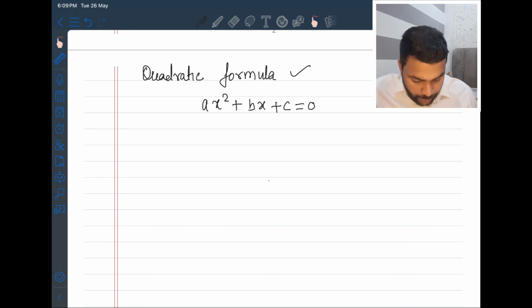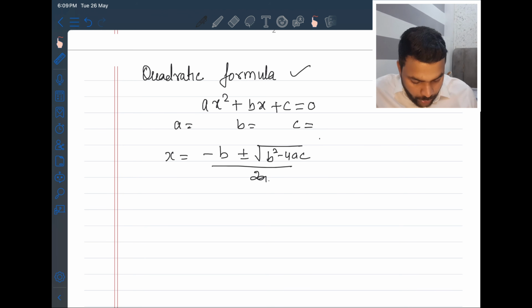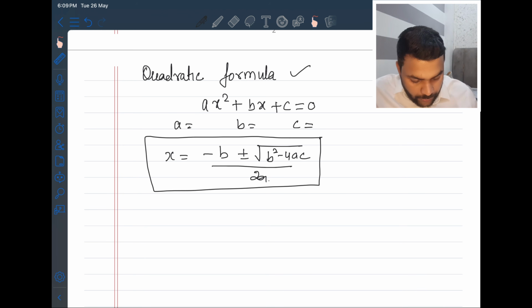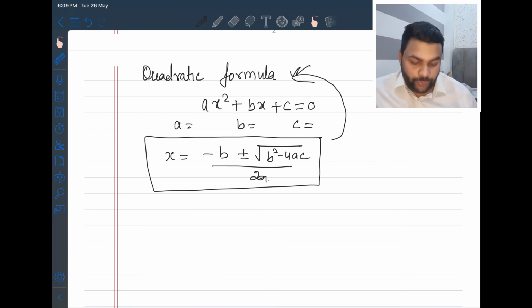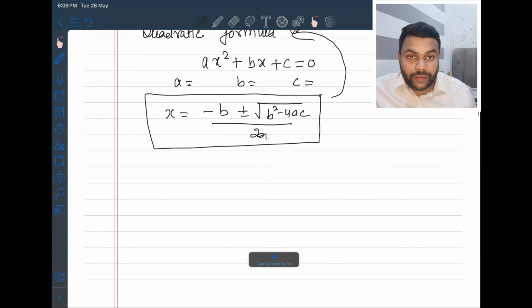We have the formula. Just write the values of a, b, c here on comparing. The formula is x equal to minus b plus minus under root b square minus 4ac upon 2a. This is the quadratic formula to find the roots of a quadratic equation. So let me give you one example, through which you will understand in a better way.